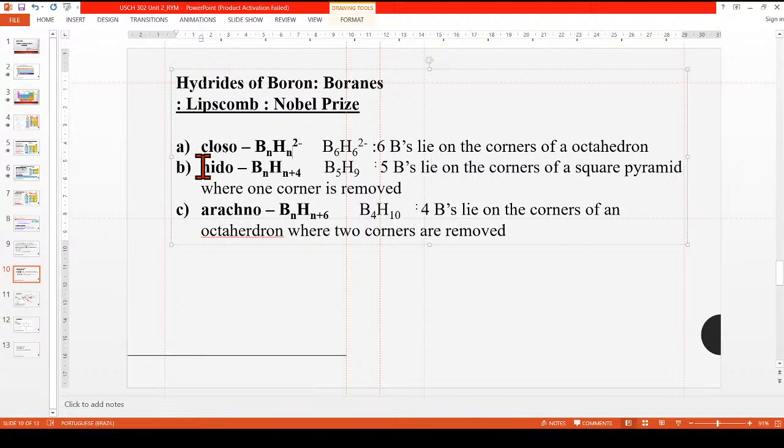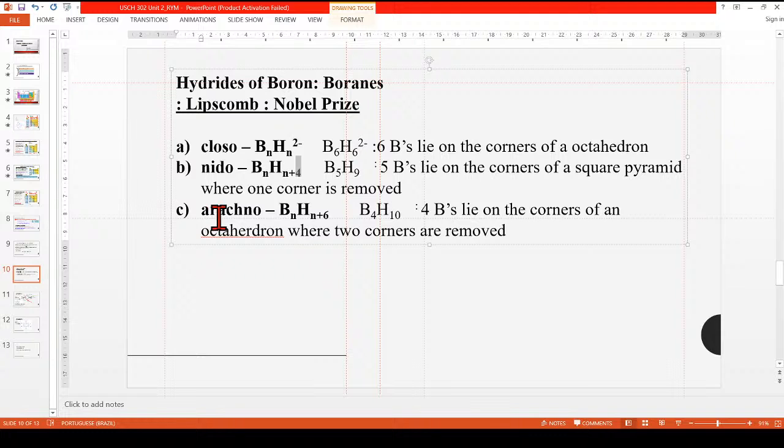Then second class is nidoboranes. In nidoboranes, the general formula is BnHn plus 4. Example is B5H9. तो इसमें क्या होता है, 5 borons lie on the corners of a square pyramid where one corner is removed. थोड़ा ये complete नहीं हुआ ना.